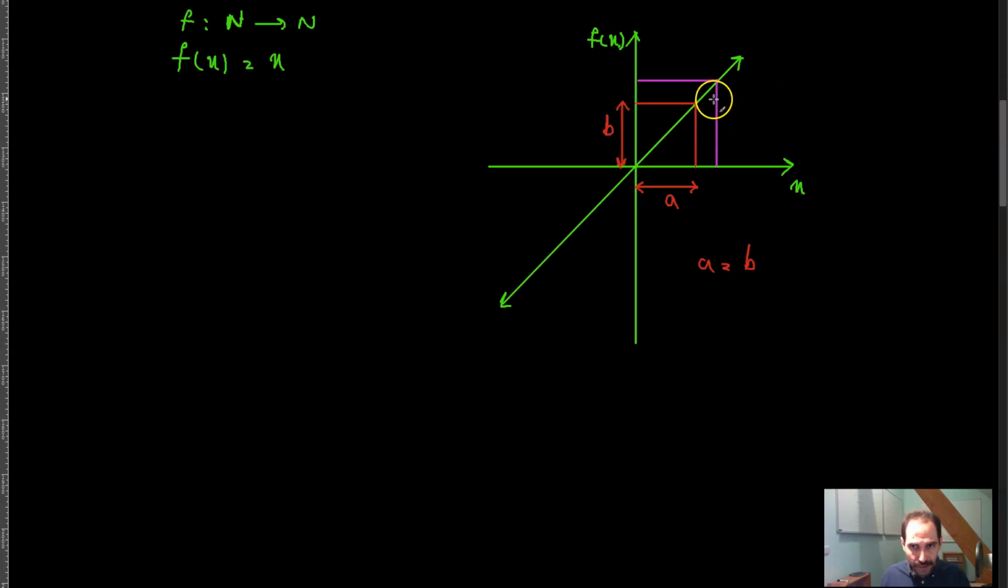Now, this is of course a 1-1 function, meaning that for any distinct input in the domain of the function, you are going to get a distinct output in the codomain of the function. For example, in this function, f of 0 is equal to 0, f of 1 is equal to 1, f of 2 is equal to 2, f of 3 is equal to 3, and so on and so forth.